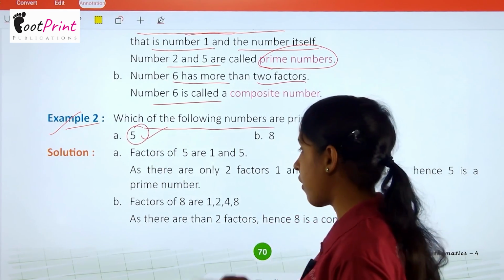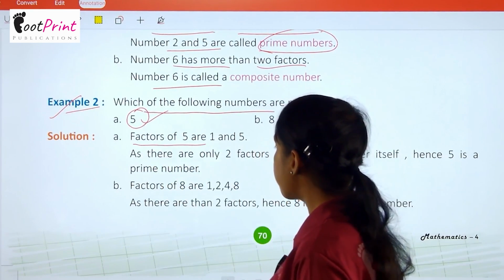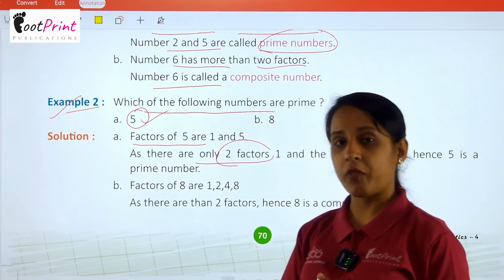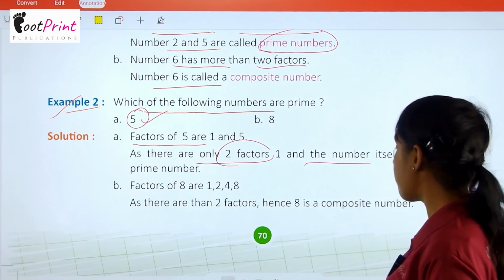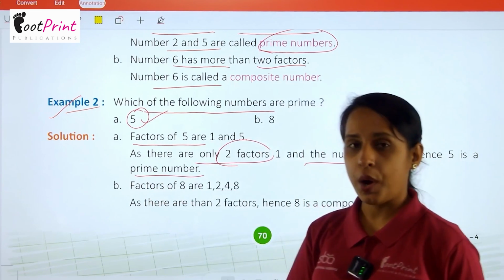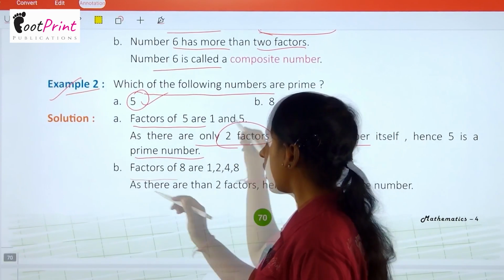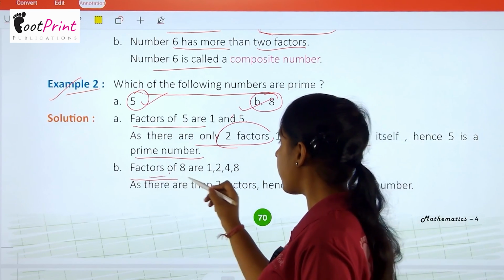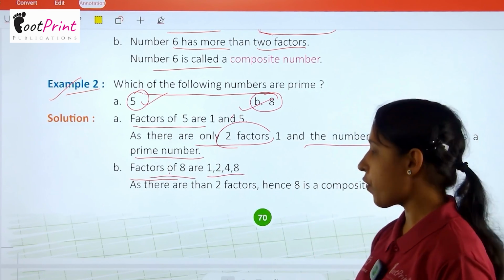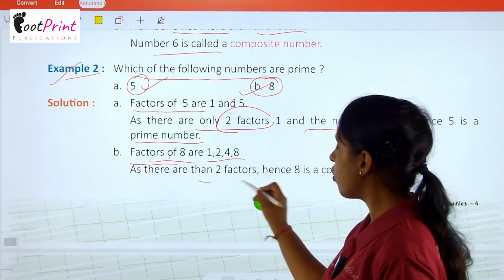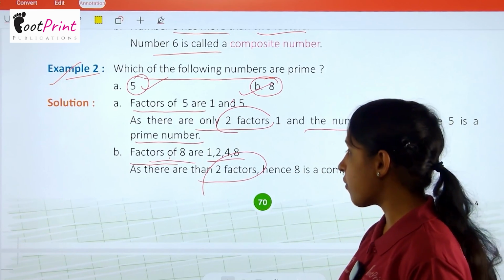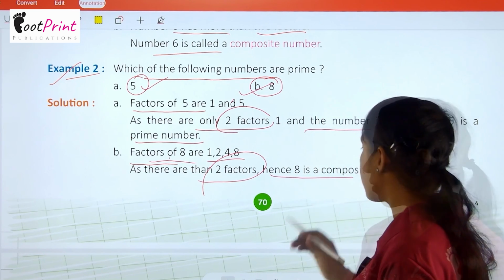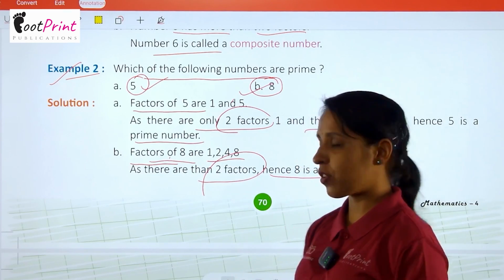So first is 5. So factors of 5 are 1 and 5. It means 5 has only 2 factors. There are 2 factors, 1 and the number itself. It means we can say that 5 is a prime number. Now move to the next, 8. First we find out factors of 8. So factors of 8 are 1, 2, 4 and 8. It means we can say that there are more than 2 factors of 8. It means number 8 is a composite number.